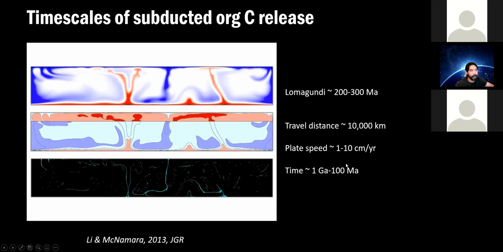And we know that the Lomagundi duration is about 200 to 300 million years. So perhaps that duration of the Lomagundi could be in the realistic time scale of this mantle convection, suggesting that this process could be controlling the length time scale of the Lomagundi event.